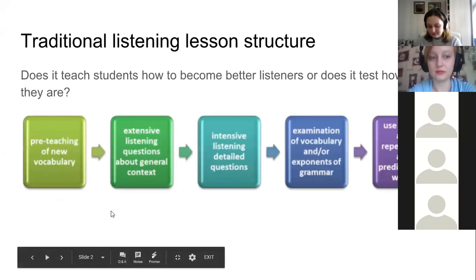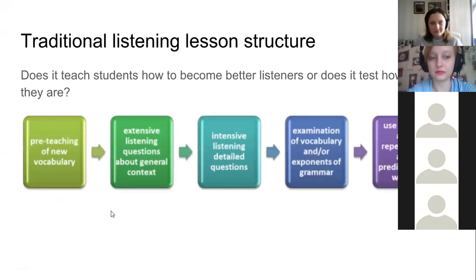Why does it happen so? Let's look at the traditional listening lesson structure. What do we usually do? We have some introductory stage, some lead-in, we talk about the topic, we discuss that we're going to listen to a phone conversation between two friends. How often do you phone your friends, and so on.